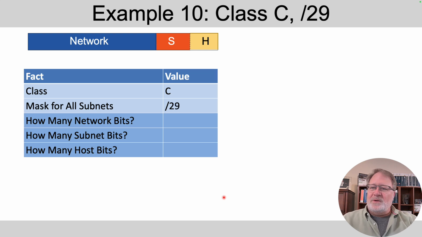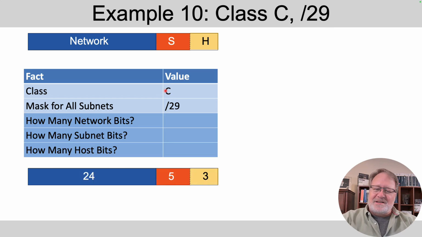Then one more example with Class C. Say we chose a /29 mask to use with all subnets. Because it's Class C, you've got 24 network bits. The network and subnet bits need to add up to 29, so you'd have 5 subnet bits. So we'll have a few more subnets in this case compared to the previous example. But since they all add up to 32, only 3 host bits, so not as many hosts per subnet. So in this case, we've got 2 to the 5th subnets with 6 addresses per subnet.